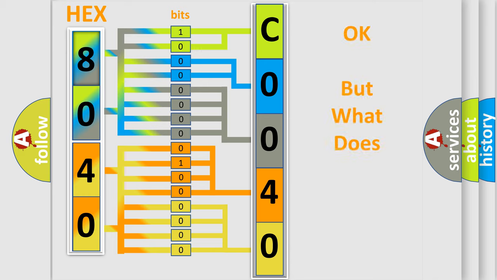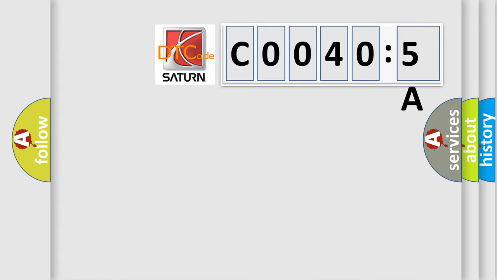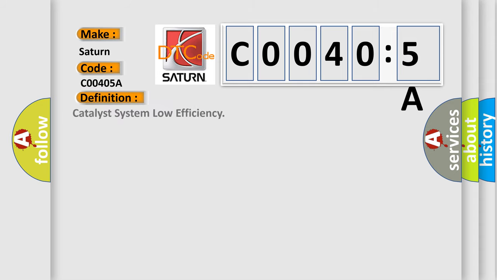The number itself does not make sense to us if we cannot assign information about what it actually expresses. So, what does the Diagnostic Trouble Code C0040-5A interpret specifically for Saturn car manufacturers? The basic definition is catalyst system low efficiency. And now this is a short description of this DTC code.